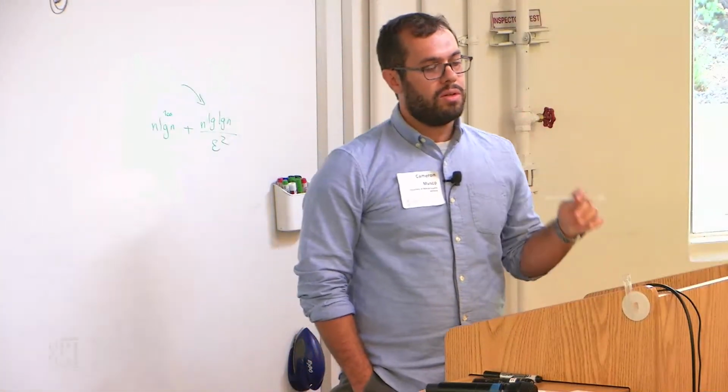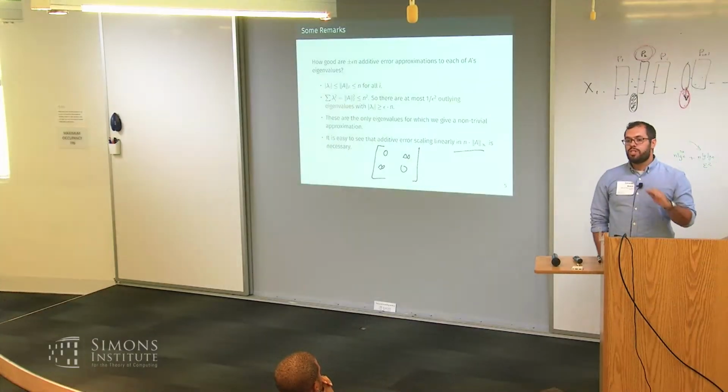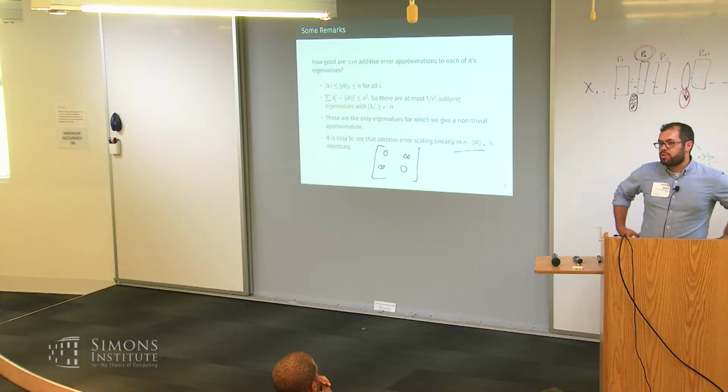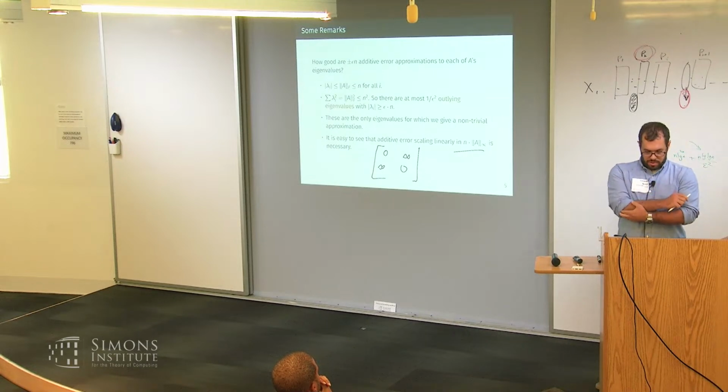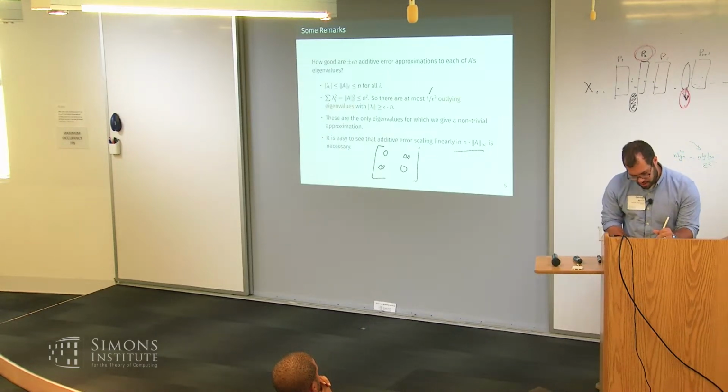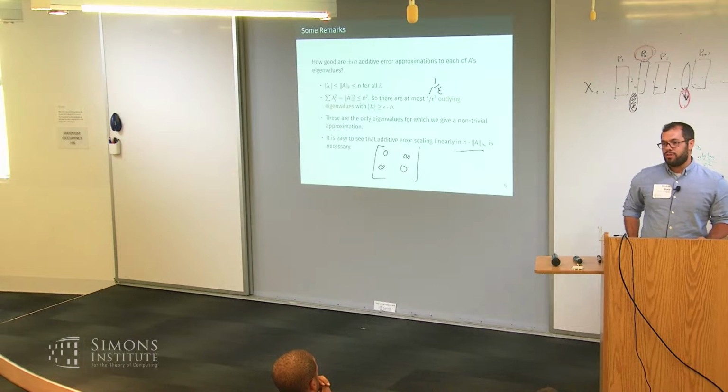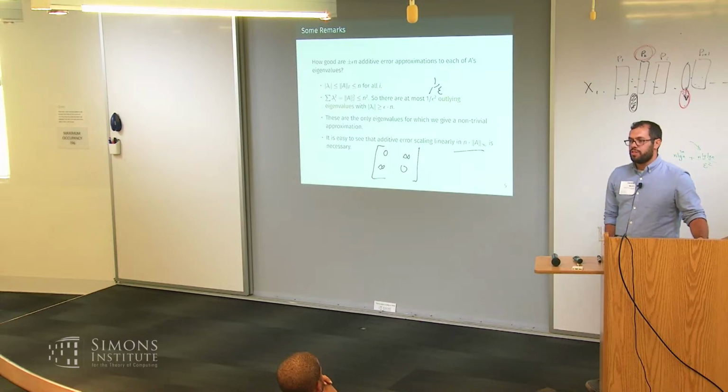Oh, yeah? Are you just assuming symmetric or also PSD? I'm assuming symmetric. We can get tighter results for PSD, but I'm not really going to talk about it. So actually, if it was PSD, there would only be 1 over epsilon outlying eigenvalues. You can check, and this makes things a little bit easier.